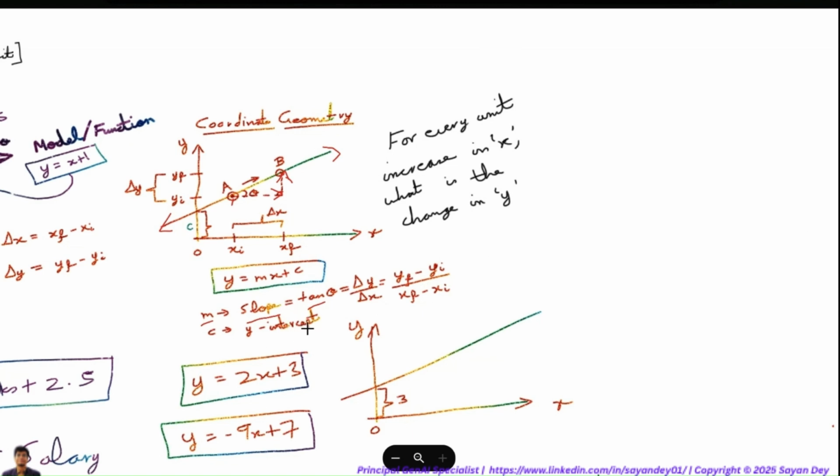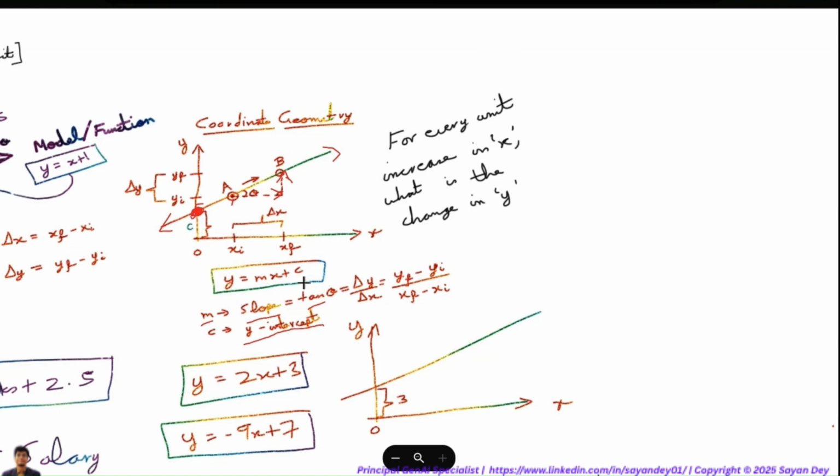And similarly, there is something called a y-intercept. So what is the y-intercept? The y-intercept tells us the point at which the line intersects the y-axis. This is the y-axis, and the line intersects the y-axis at this point. So this distance is called the y-intercept. The y-intercept is basically the distance of this point from the origin. It is the point at which the line intersects the y-axis, and the distance from the origin is what we call the y-intercept.